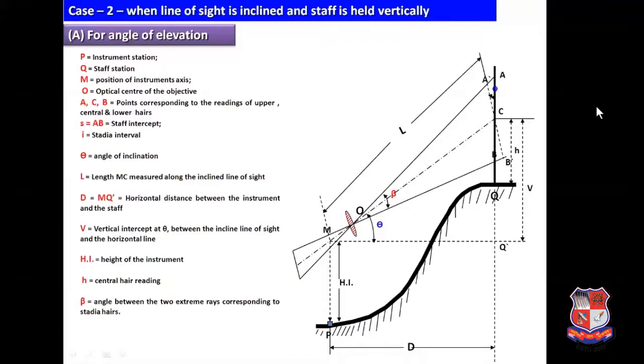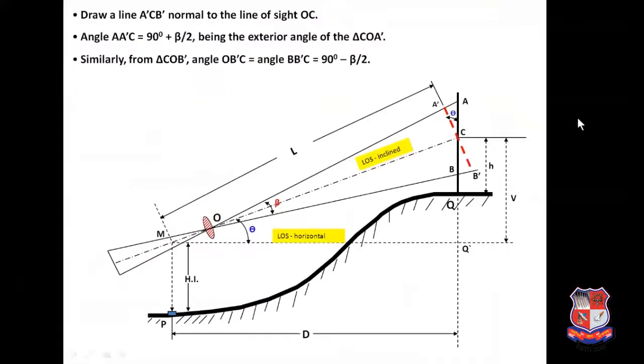HI means height of instrument. Small h means central staff reading. It is the vertical distance between the central crosshair and the ground station. And beta is the angle between the 2 extreme rays corresponding to the stadia hairs. Now, based upon this figure, we will derive the equation for the horizontal distance, capital D, and RL of Q, that is our staff station.